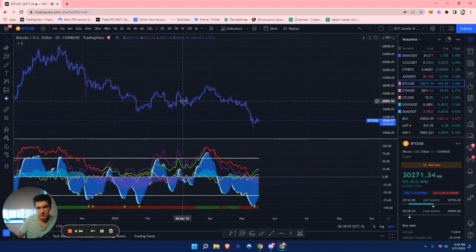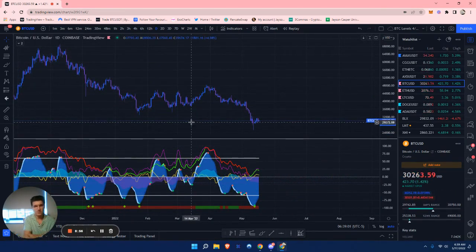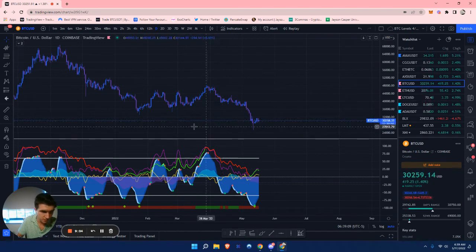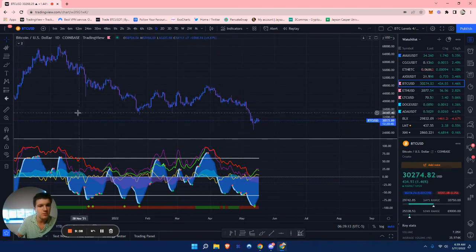Next is the daily. And again, this is the macro environment you want to be looking at. This can determine if price is going to overall be in a downtrend or an uptrend.